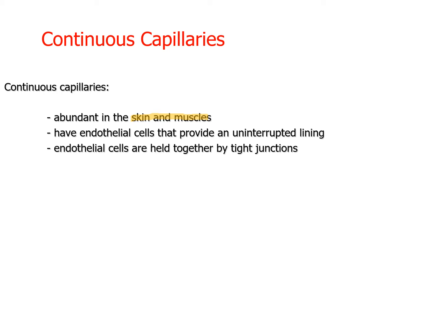Just below the skin is an epithelial layer, so it's not actually in the top epithelial cells. It's an epithelial tissue, and just beneath that you have a lot of capillaries. It's found also in muscles. They form the cells that pave the wall of the blood vessels of the capillaries, forming an uninterrupted lining or paving, held tightly together by these tight junctions.